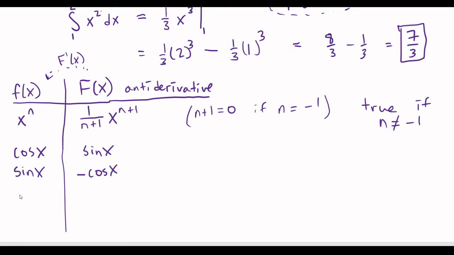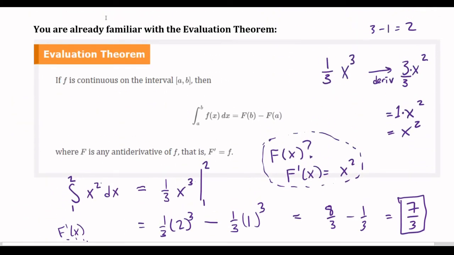For example, secant squared and tangent. The derivative of tan is secant squared, so I know the antiderivative of secant squared is tan, right? I can go back and forth here. There are some more that you might have played with when you learned about antiderivatives the first time, and we're going to spend a good amount of this course adding to this list of functions we can find the antiderivative of. But these are a couple that are pretty useful to have in your back pocket as we go through. So, that's the evaluation theorem.